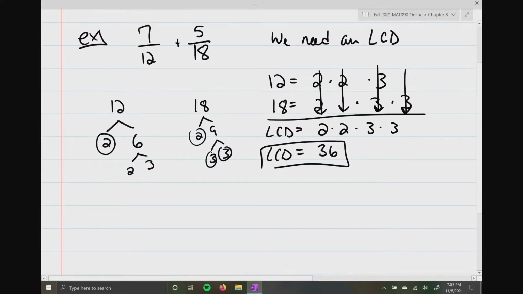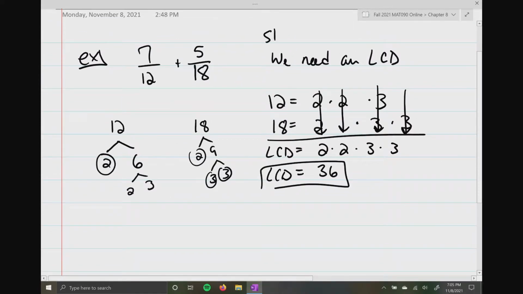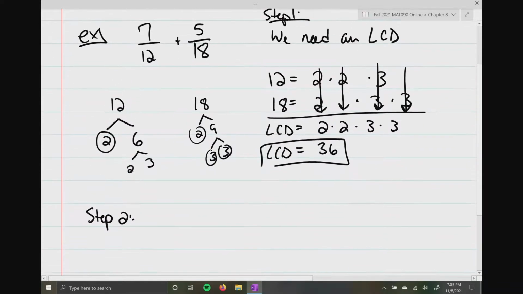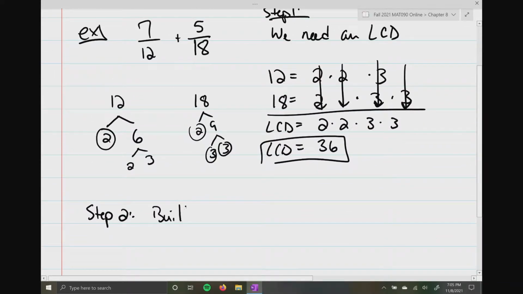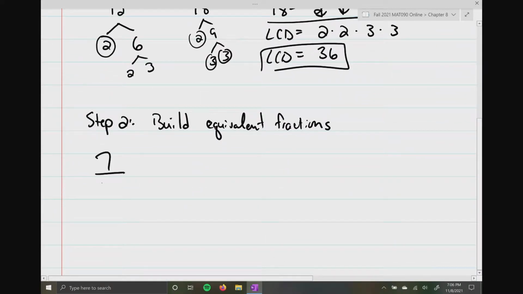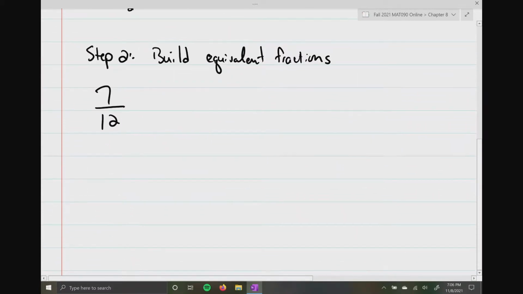Okay? So I would consider this step number 1. Step number 2, what I would do next is build equivalent fractions. Now, I know I'm starting with the fractions 7 over 12 and 5 over 18. These are the two numbers I'm starting with. My goal is to create a fraction for each of these such that the denominator is 36.